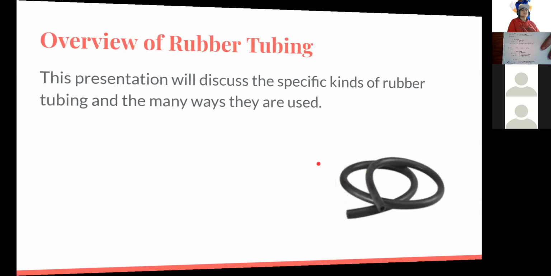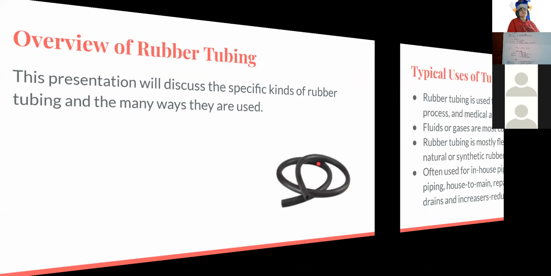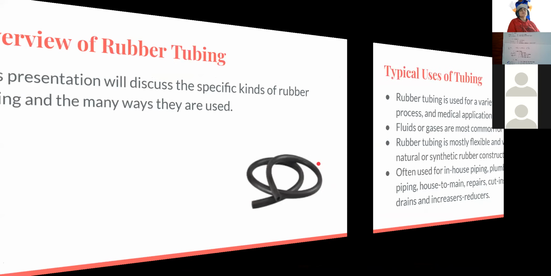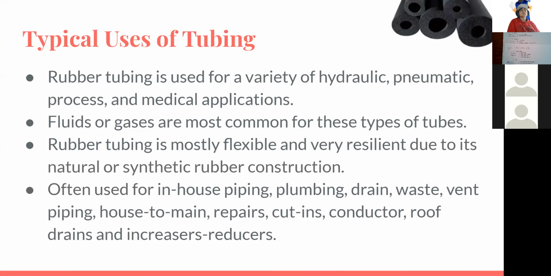Typical uses of tubing. Rubber tubing is used for a variety of hydraulic, pneumatic, process, and medical applications. Fluids or gases are most common for these types of tubes. Rubber tubing is most flexible and very resilient due to its natural or synthetic rubber construction. Often used for in-house piping, plumbing, drain, waste, vent piping, house to main, repairs, cut-ins, and etc.